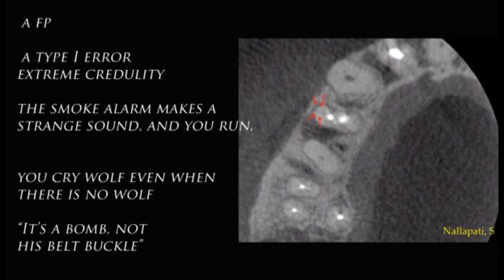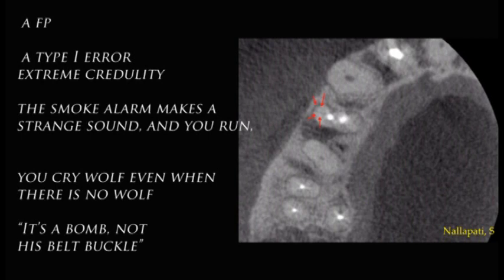Cone beam technology, cone beam imaging is especially susceptible to these type 1 errors. All kinds of overtreatment is being done because alarms are going off and the people believe those alarms. They're seeing fractures, they're seeing abscesses, they're seeing disease, when in fact many of these things are not present. So a false positive is a type 1 error, an error of extreme credibility. The alarm goes off and you believe it.